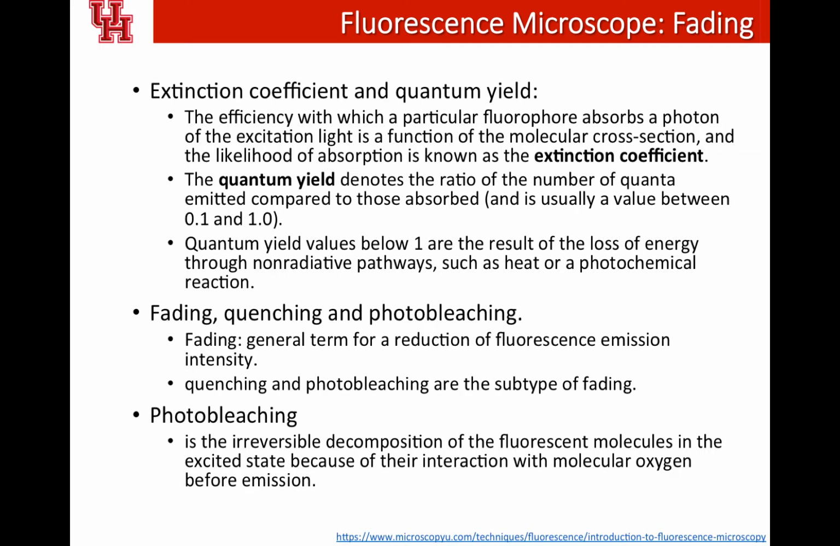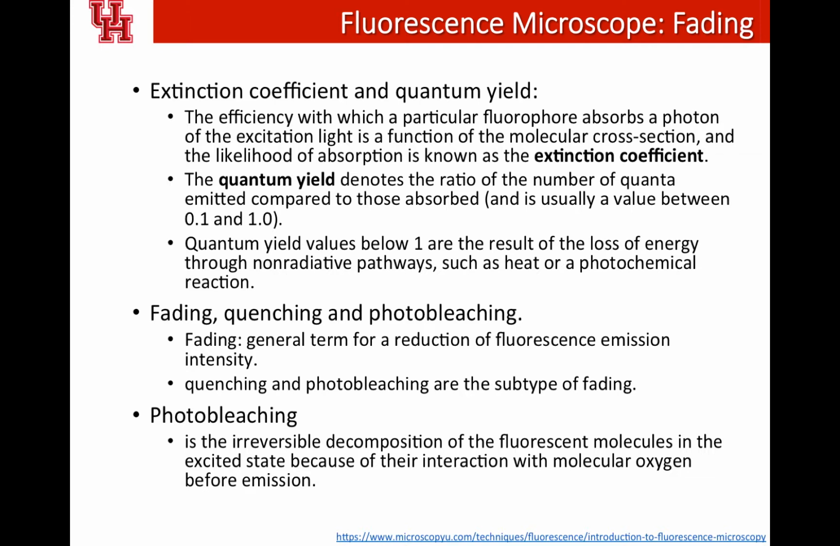So quantum yield means: after the molecule absorbs light, how much of that light will be re-emitted by this molecule. So that's called quantum yield. It is denoted as a ratio between the number of quanta emitted compared with those absorbed. So the quantum yield is normally less than 1. That's because of the loss of energy through some non-radiative pathway, like heat or photochemical reaction.